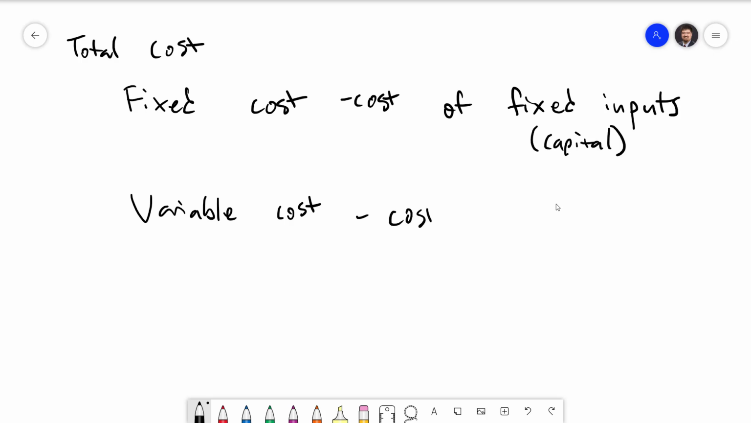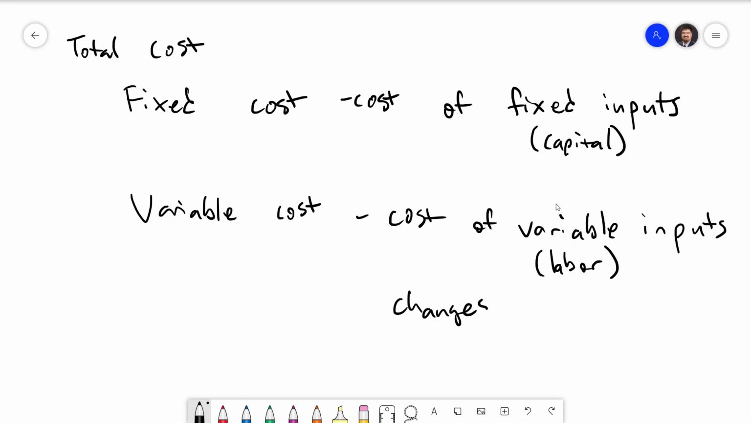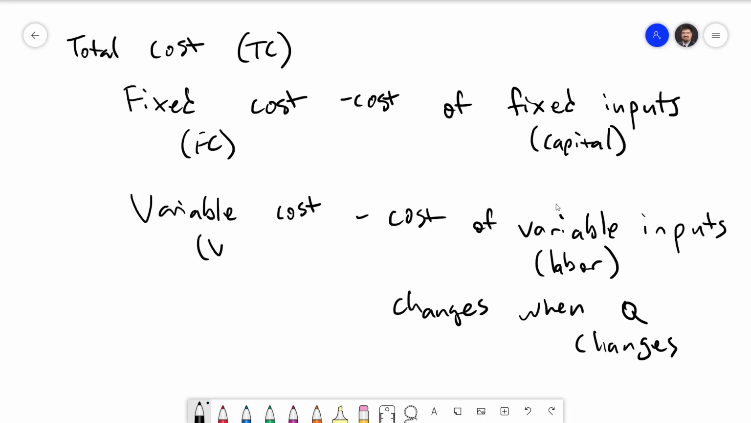Variable cost is the cost of the variable inputs. In the short run, we generally think of the variable input being labor. Unlike fixed cost, variable cost does change when our total output changes. We're going to use a Q for short to represent our total output. Q stands for quantity. We're going to abbreviate these as TC, FC, and VC. The relationship between these three must be total cost is the sum of the fixed and variable costs.